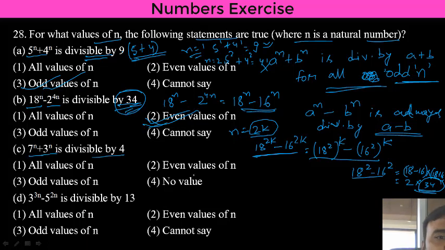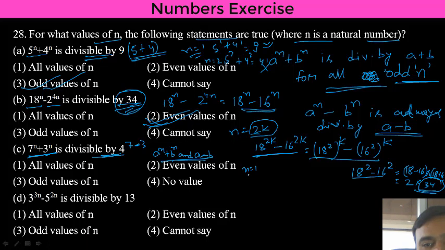Okay. Now the next one: 7 raised to n plus 3 raised to n is divisible by 4 or not? Here it is 7 and 3, and 4 is actually 7 minus 3. See, there is no rule for a raised to n plus b raised to n and a minus b directly. There is no divisibility test directly. So here we will have to put in the values of n.